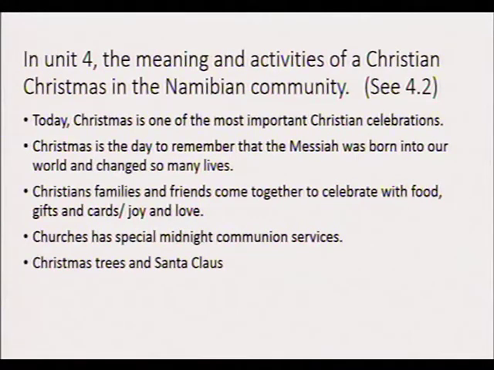So what is the meaning? Christmas is the day to remember that the Messiah, Jesus, was born into our world and changed so many lives. That is the meaning of Christmas according to Christians. That's what Christians believe, that it's a day to remember the birthday of our Jesus Christ. He was born and came to the world to change so many lives, including our own lives.